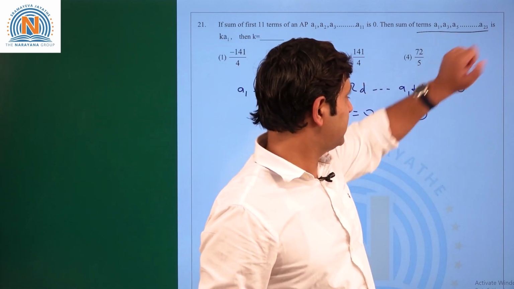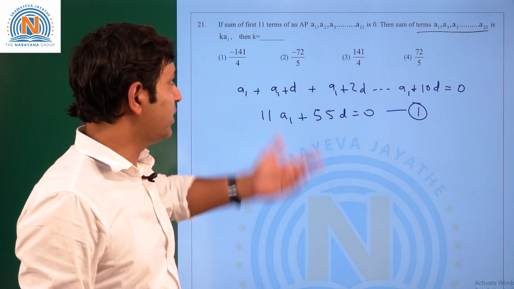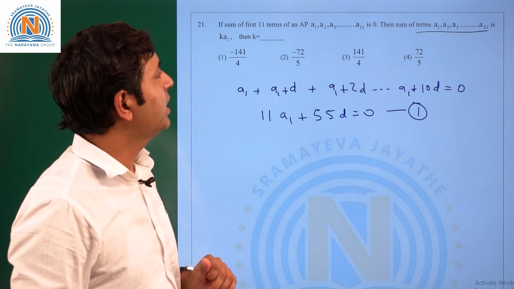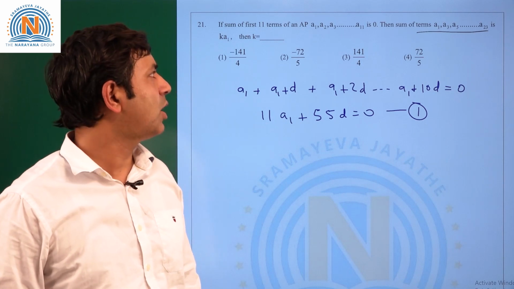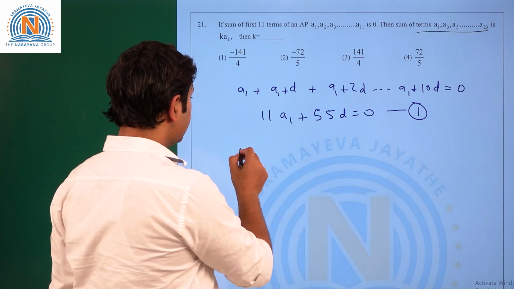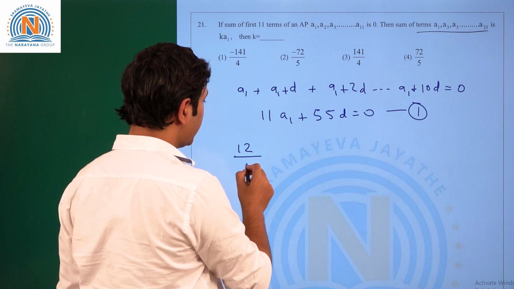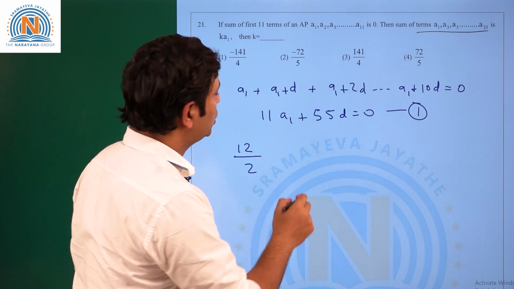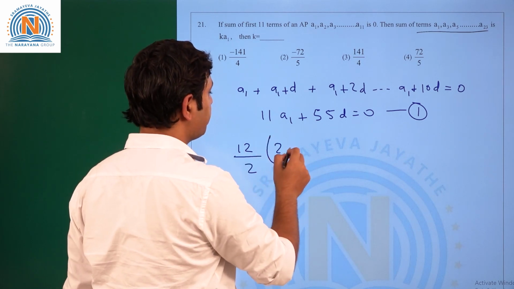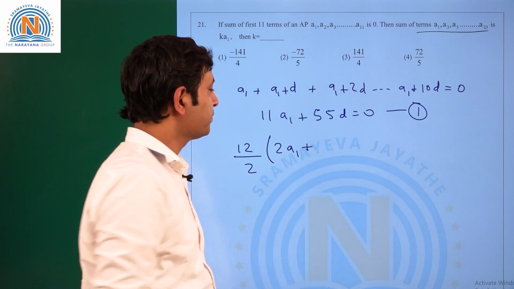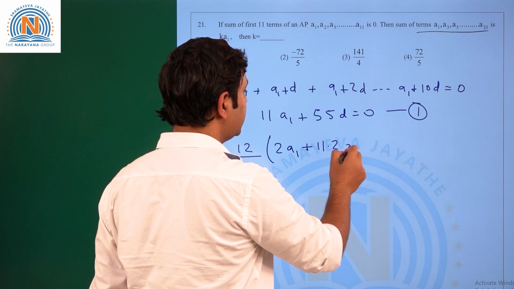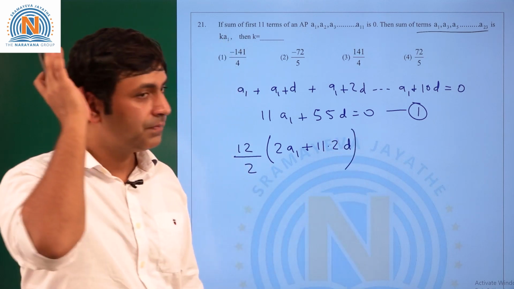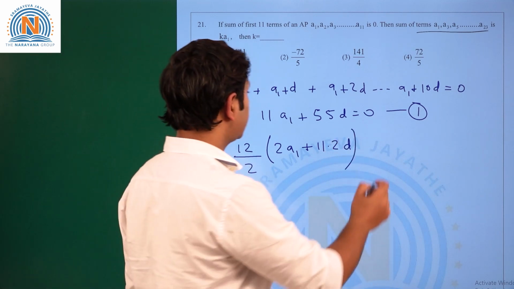What we need here, let us see, is A1, A3, up to A23. How many terms does it have? It has 12 terms, A1 plus 22D, and the common difference is 2D. The sum is 12 by 2 times A1 plus 11 into 2D, which is equal to KA1.